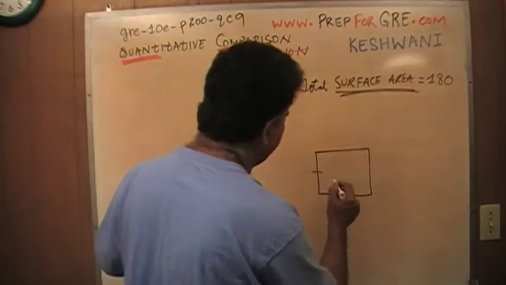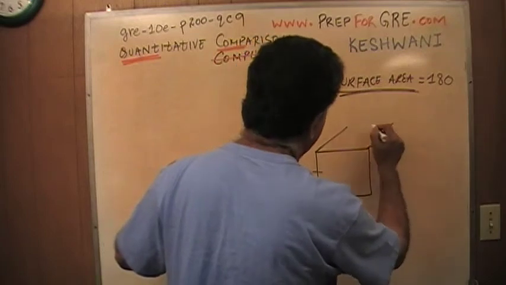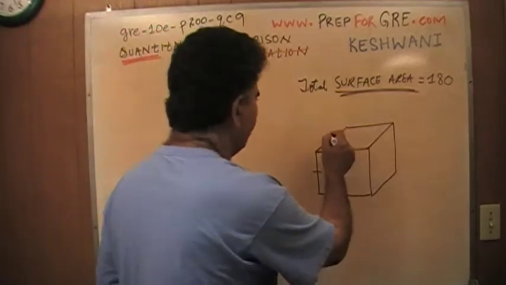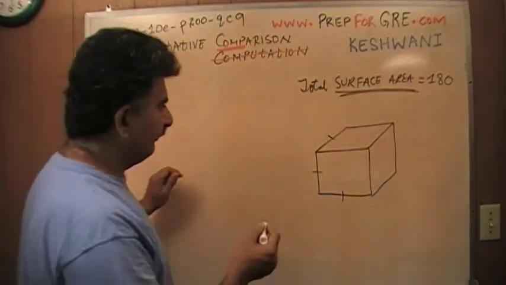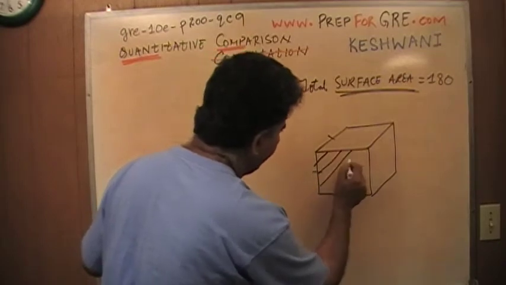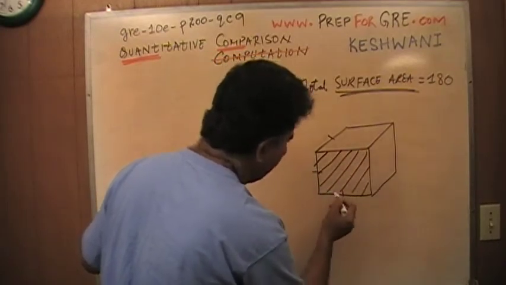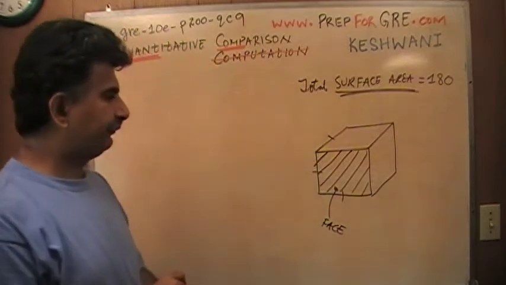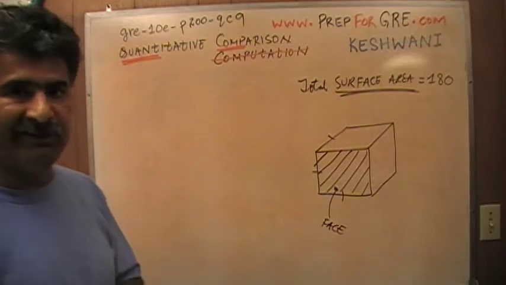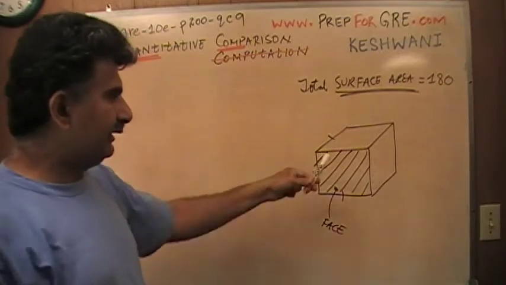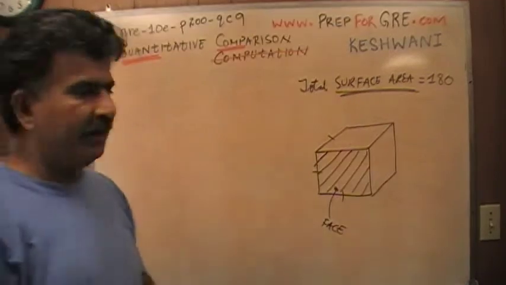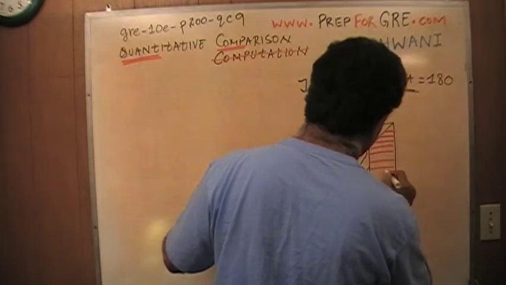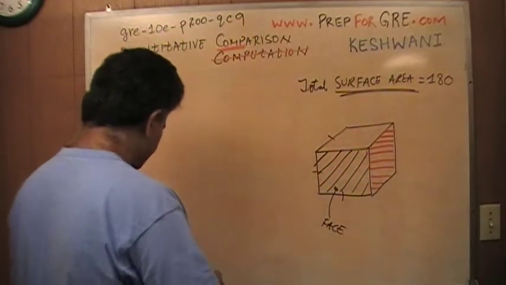This side is equal to this side, and the third side that I'm going to draw, this side is also equal. And each one of these is referred to as a face. A cube has 6 faces. I'm going to show you 3 here. There are 3 that we can see, and there are 3 on the other side that we cannot see. There is another face, and then of course there is a face on the top.